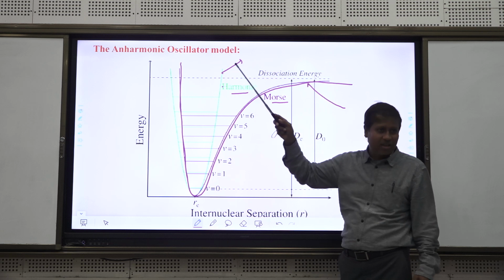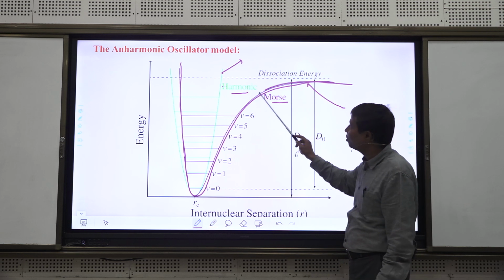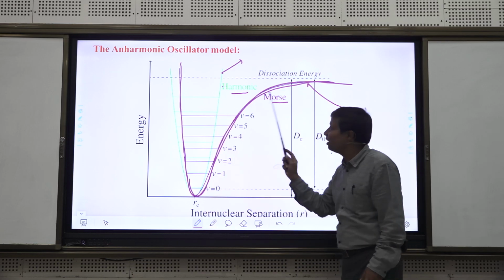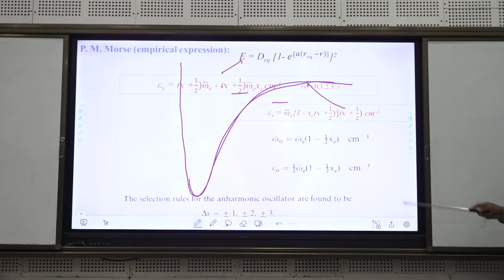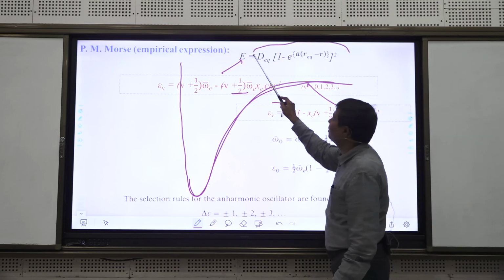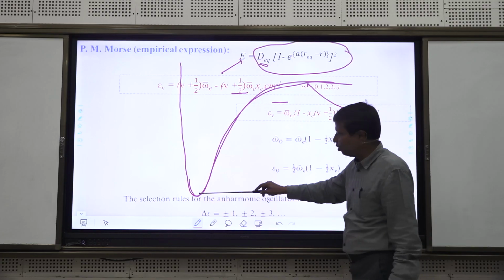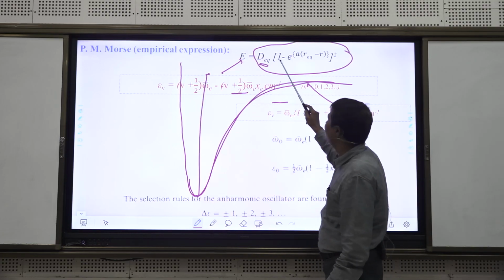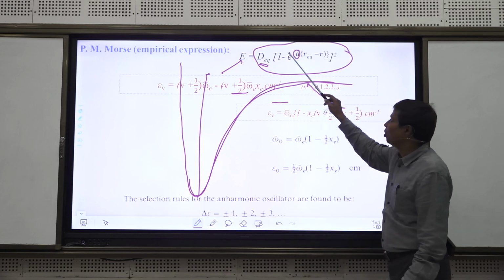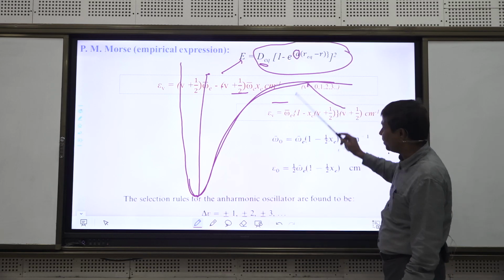considering the spring, the parabolic half kx square, but this one must be different, and then Morse gave an empirical equation. If you put that equation, and this is that equation, this energy equation, D_e means from equilibrium to the dissociation energy level. This is a small constant depending on the molecule.